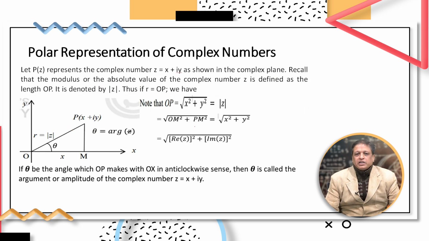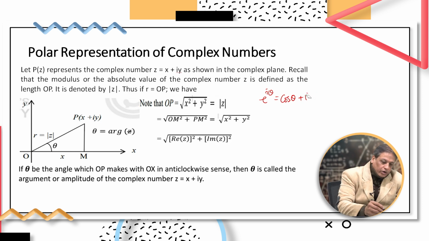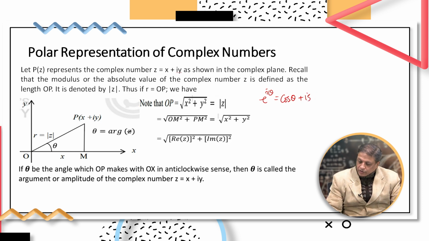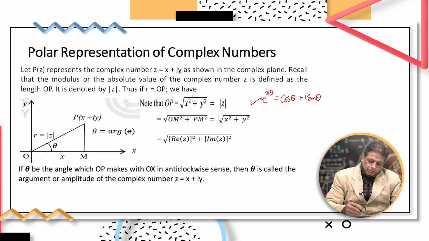The polar representation was another important topic which we had discussed in the session on complex numbers, and we learned that e to the power iota theta is equal to cos theta plus iota sin theta, which is one of the important formulas and is directly related to the polar representation of the complex number.